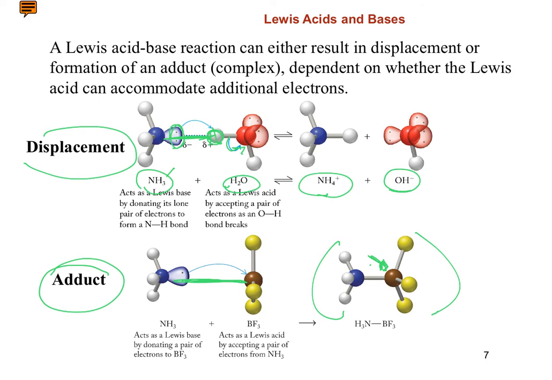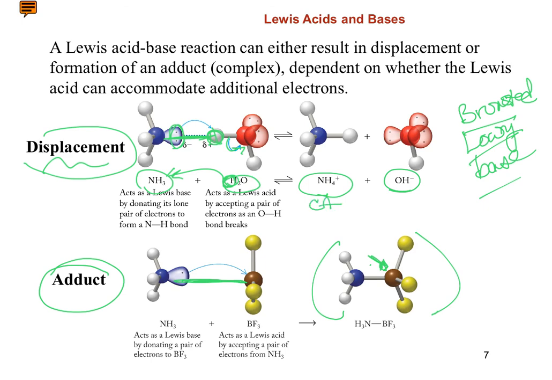Now, this would be more commonly described, right, as a Brønsted-Lowry acid-base reaction. So the displacement mode of Lewis acid-base are often Brønsted-Lowry type reactions, okay, where an acidic hydrogen is transferred to the base. And then, of course, we have the conjugate acid and conjugate base form, two products formed.